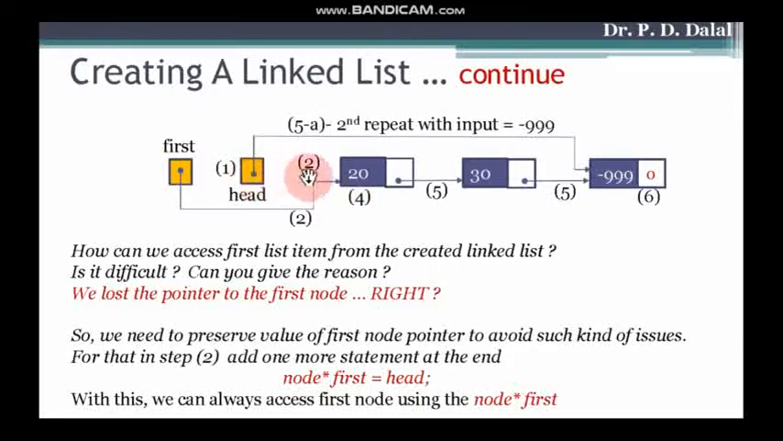When your head points to the first element, at the same time your first variable is also pointing to the first element. So even though your head has now changed, we can still get the first element by using the pointer first. With this we can always access the first node using the node pointer first.